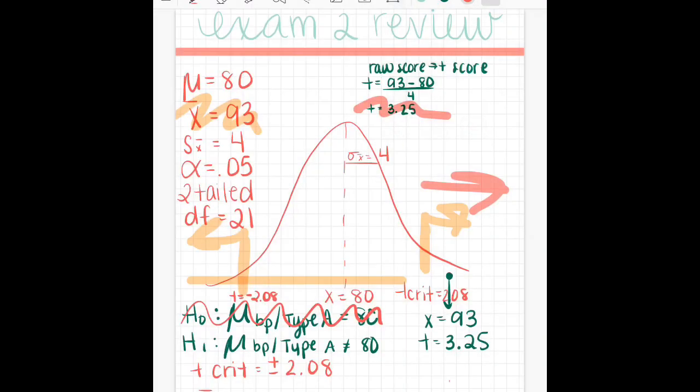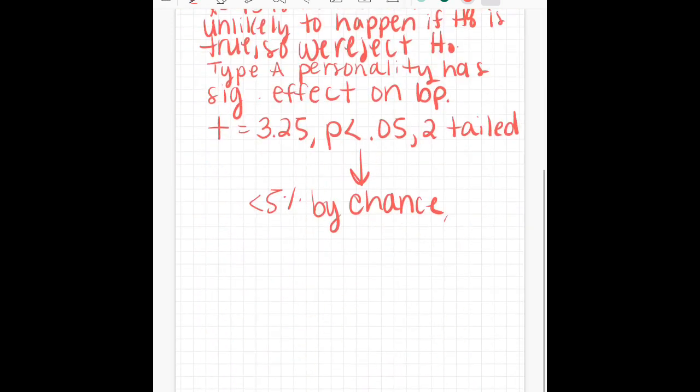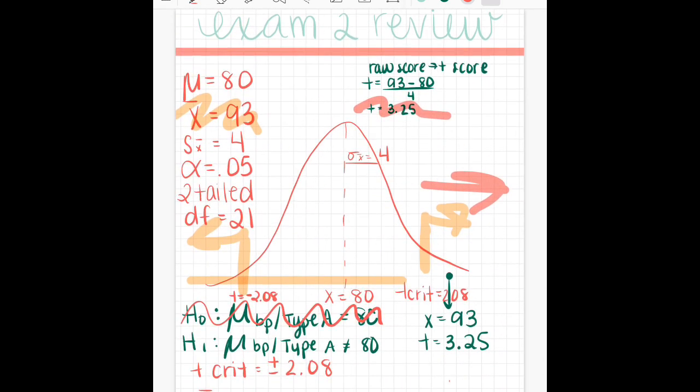Alrighty guys, today I'm going to walk you through how I did this problem here. If you're following along in the homework packet, this is from the worksheet for chapter 12 and it's question 9. This is a question regarding blood pressure and personality type. We're trying to figure out if having a type A personality has an effect on your blood pressure.